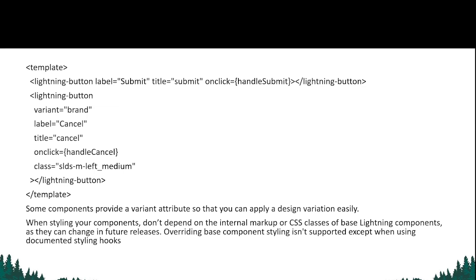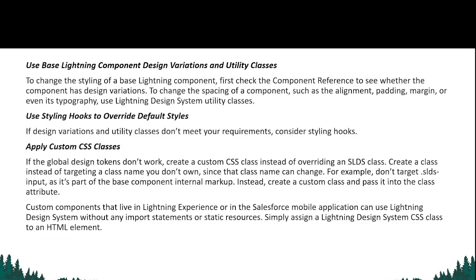Now some of the components provide a variant attribute, so you can directly apply a design variation. When you are styling your own components, you do not need only the CSS classes of the base Lightning components. You can use overriding base component styling. Overriding base component styling is not always supported, but when you are using any of the styling hooks, then overriding the base component is supported.